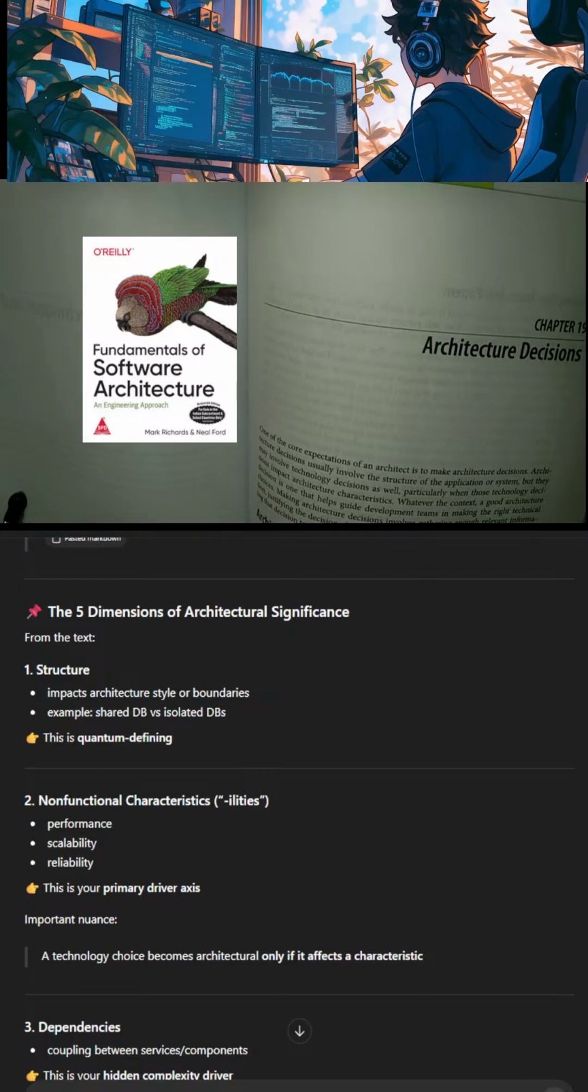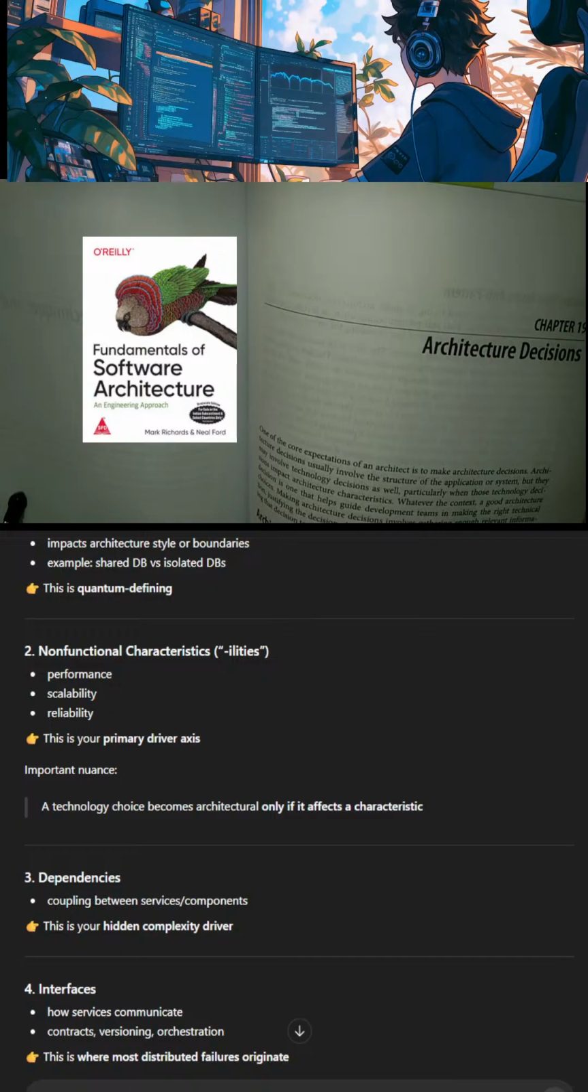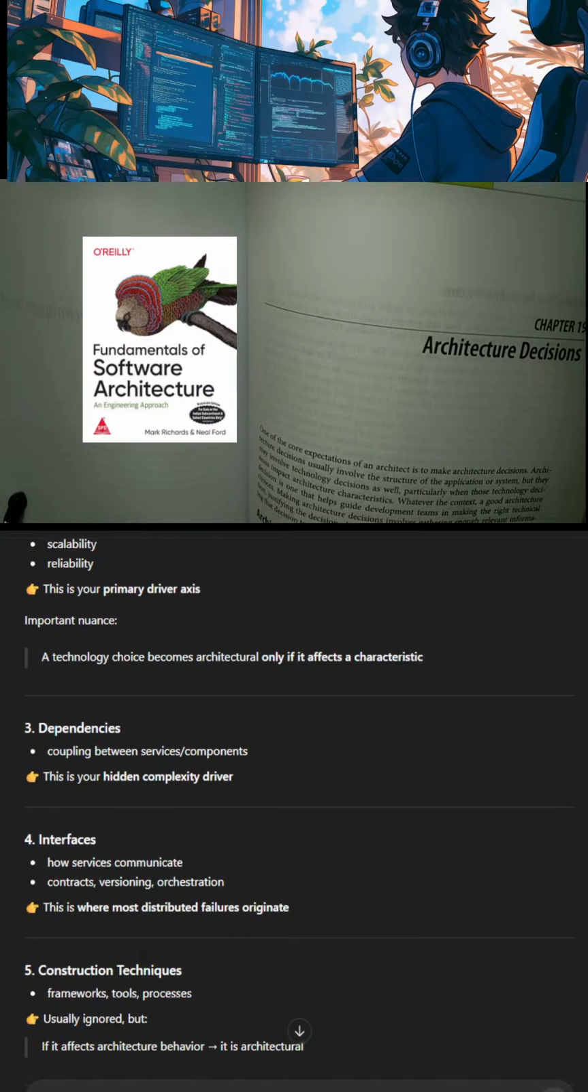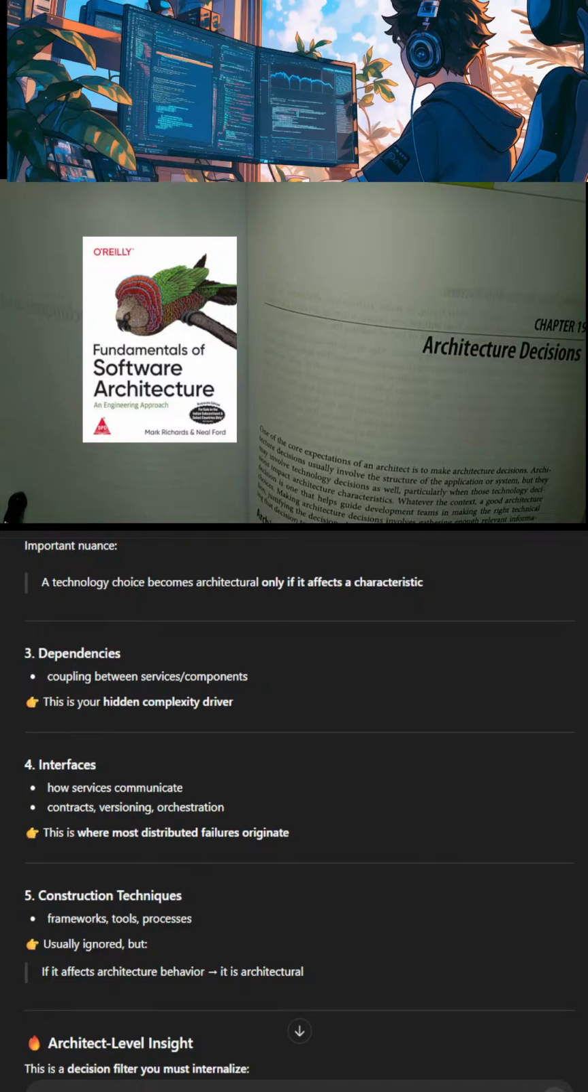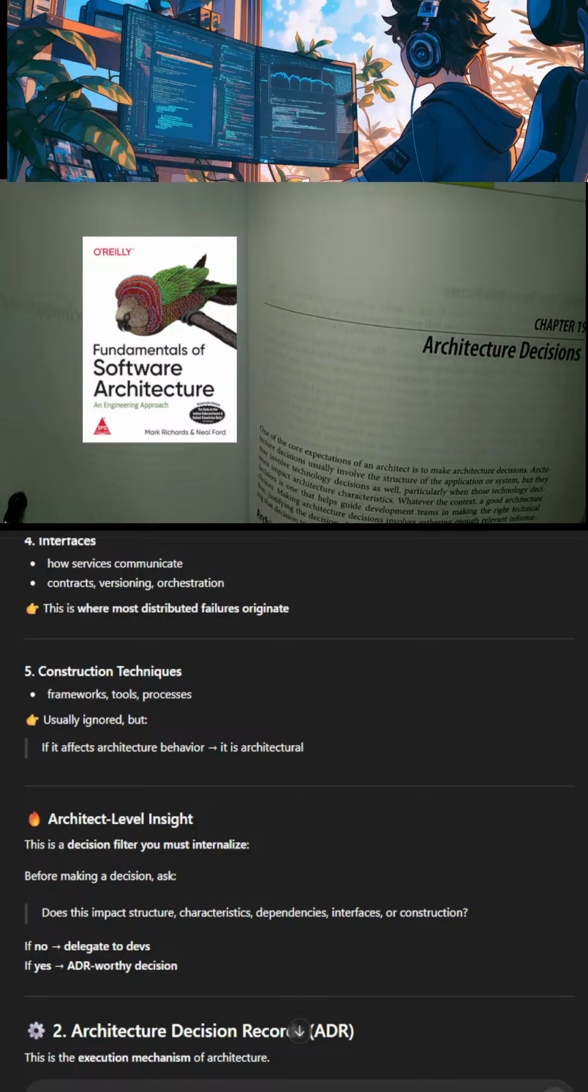A technology choice becomes architectural only if it affects characteristics, dependencies, coupling between service components. This is your hidden complexity driver. Interfaces: how services communicate, contracts, versioning, orchestration. This is where most distributed failures originate. Construction techniques: frameworks, tools, processes, usually ignored, but they affect architecture behavior. This decision filter you must internalize before making the decision. Does this impact structure, characteristics, dependencies? If not, delegate to devs. If yes, ADR-worthy decision.